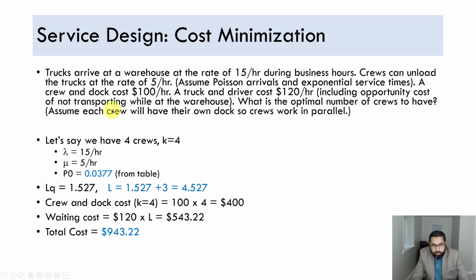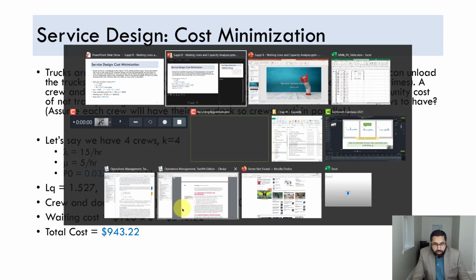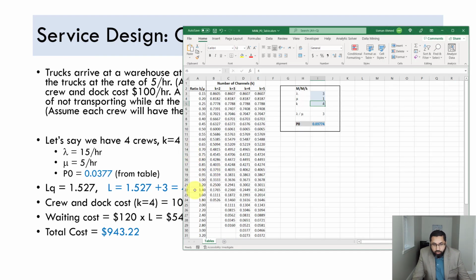If we look at the ratio lambda over mu, that's 3. So if we go to this table that we have, for a ratio of 3, it's not possible to have only 2 servers. Why? Because K times mu has to be bigger than lambda. If you have 2 servers, 2 times mu is 10. 10 is not bigger than 15. If you have 3 servers, 3 times 5 is 15. 15 is not bigger than 15. So the minimum number of servers you can have with an arrival rate of 15 and a mu of 5 is 4 servers. Otherwise, your line will grow too long.